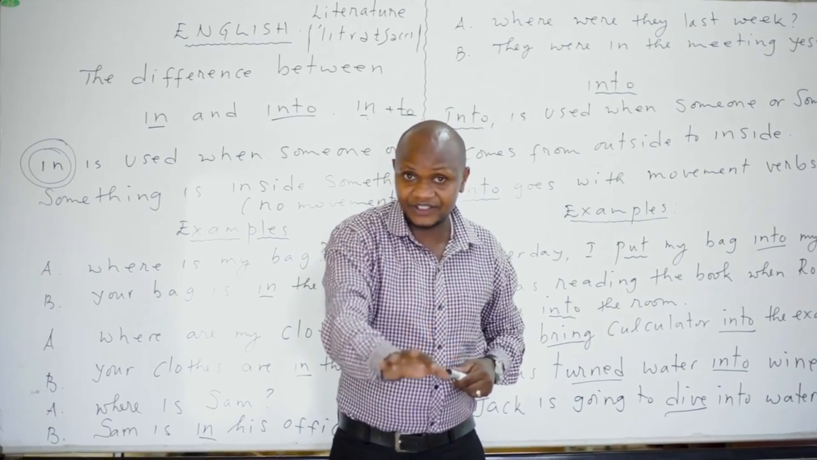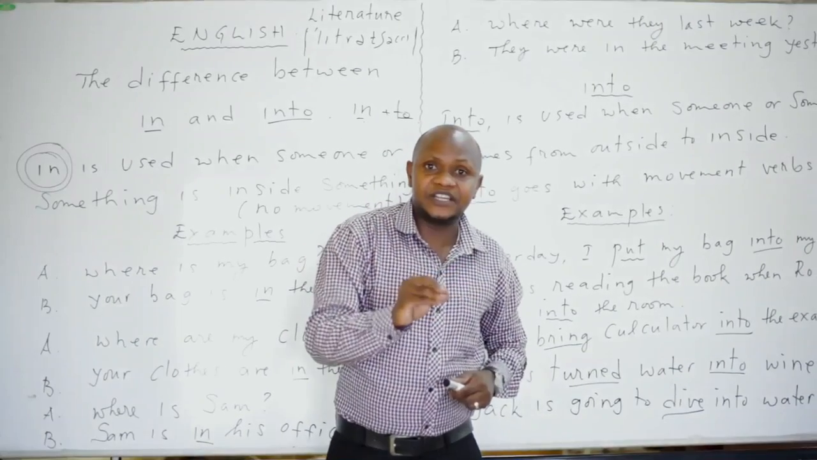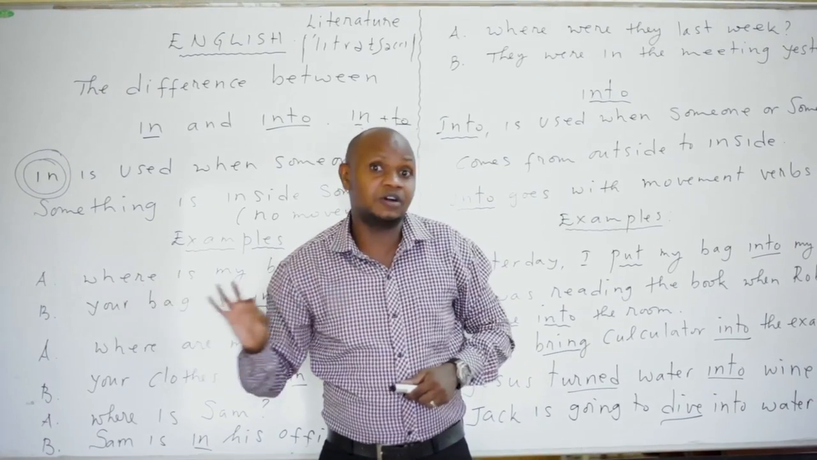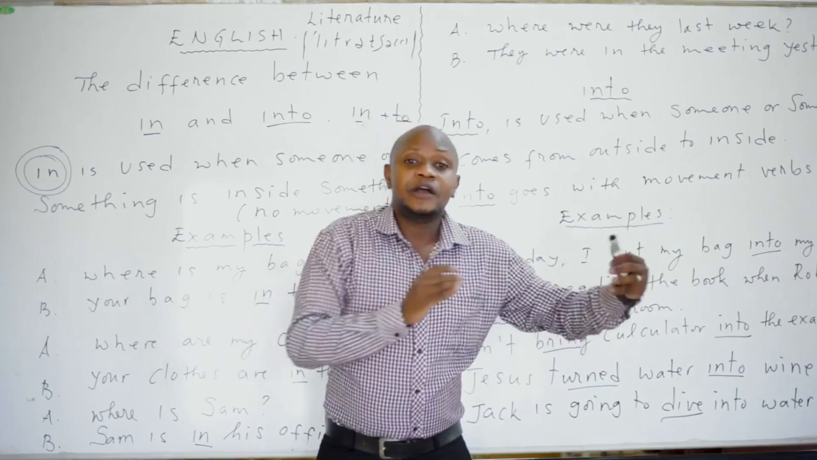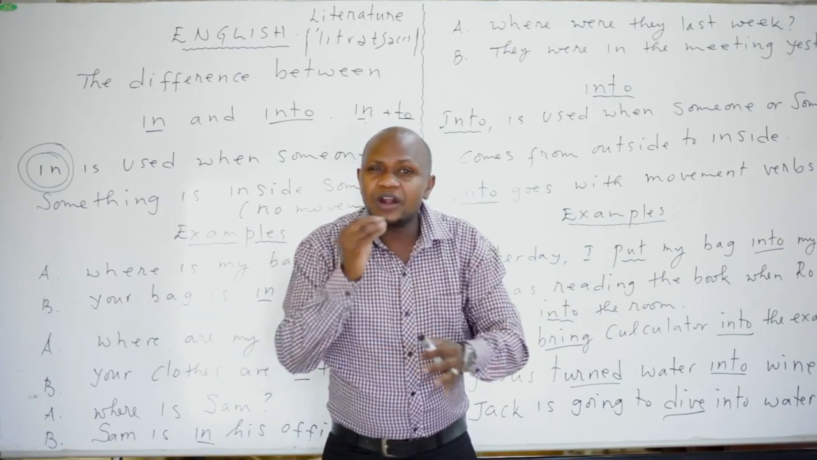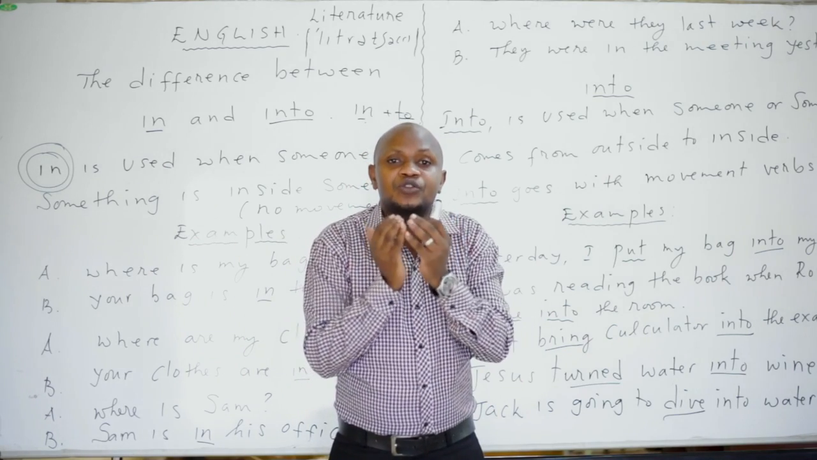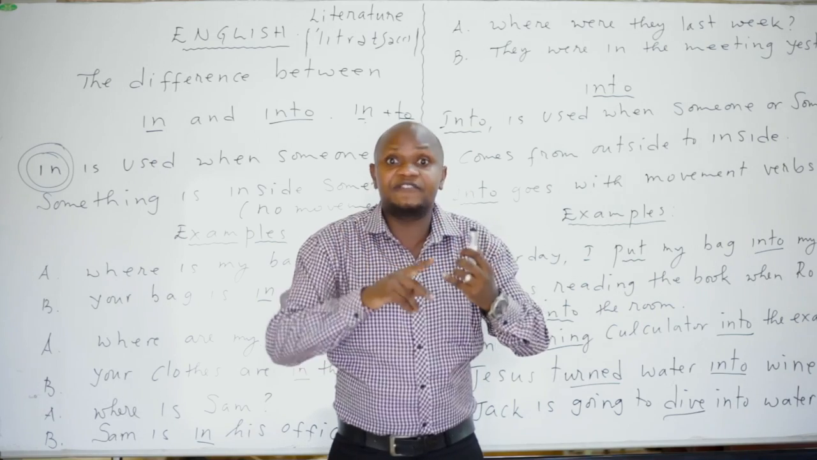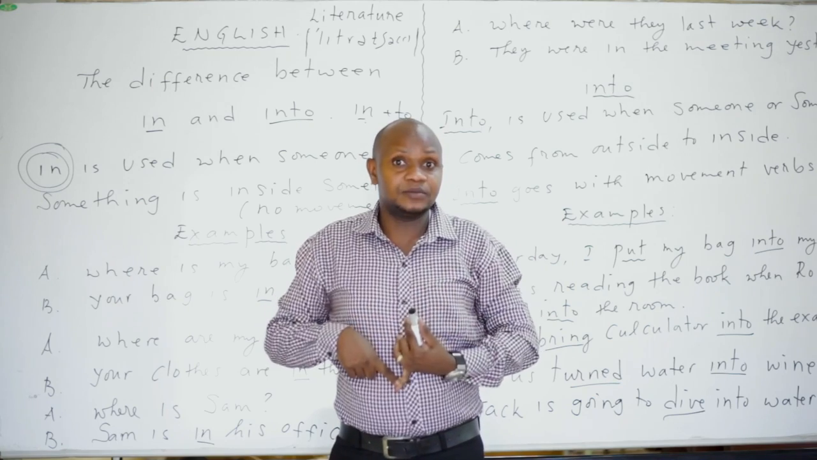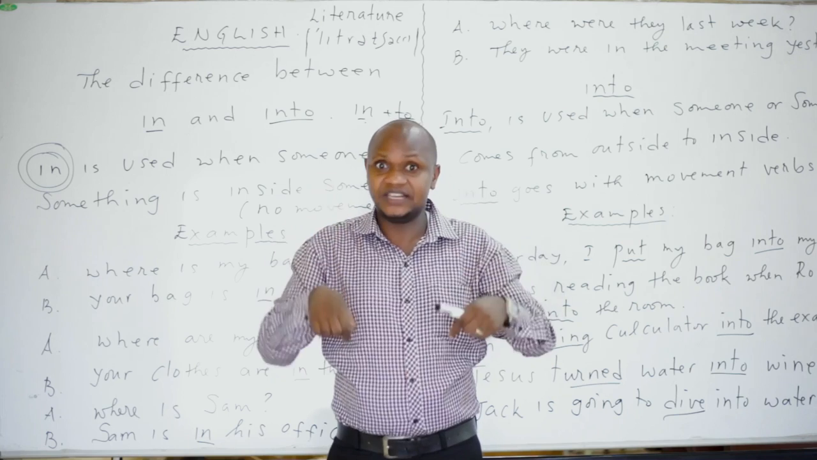Do you see? Good. Where are my apples? Pome zanje ziri hehe? Your apples are in the fridge, or refrigerator. Pome zawe ziri muri firigo. Nuvuga ngo dukoresha in cyane cyane iyo tuvuga kuri verbs zitari muri movement. Nka verb to be. I am in the bathroom. Ndi muri douche. That is in. Good.